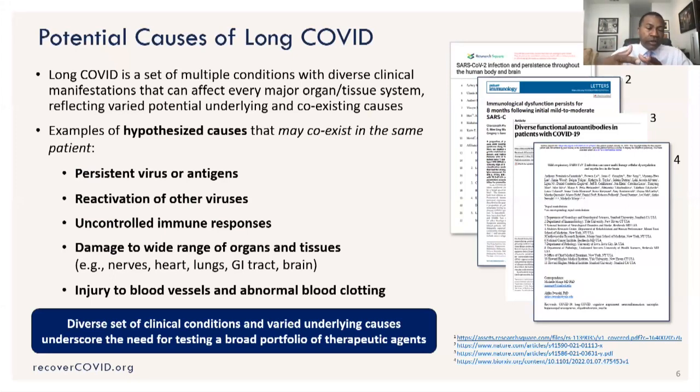We also know that there can be injury to blood vessels and abnormal blood clotting that can lead to comorbid conditions. And because of this diverse set of clinical conditions, there was really a need to do a broad portfolio of therapeutic interventions and agents that can potentially improve outcomes.